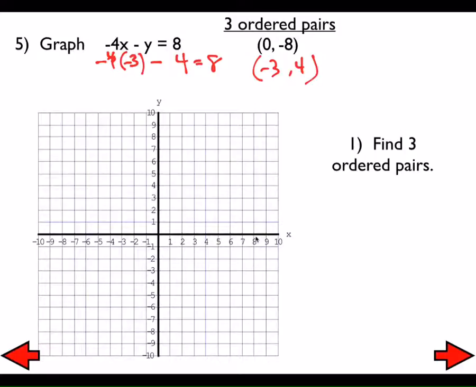Good. How about negative 2? Negative 2, 0. How about, let's do one more. Negative 1. Negative 1 would give me 4 minus something has to be 8. Negative 4. Awesome. So we got 4 of them now. Go ahead and plot them.